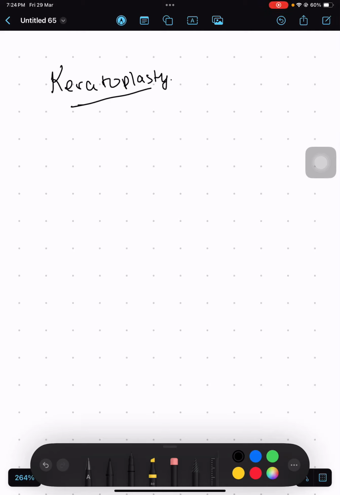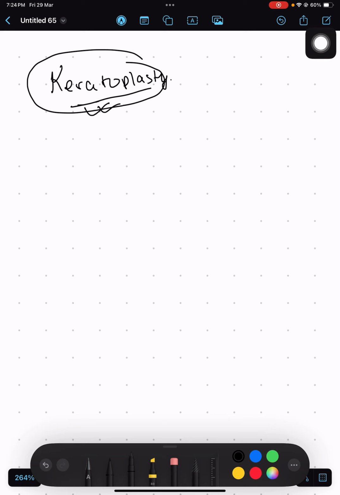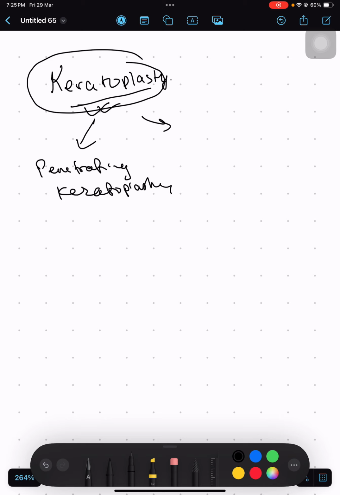Hello, guys. So, in this topic of cornea continuation, we'll be talking about keratoplasty and different other things. The first and foremost thing, there are two types of keratoplasty major that we need to understand. One is penetrating keratoplasty, other one is lamellar keratoplasty. Please do write with me.